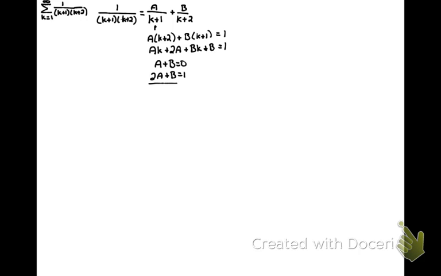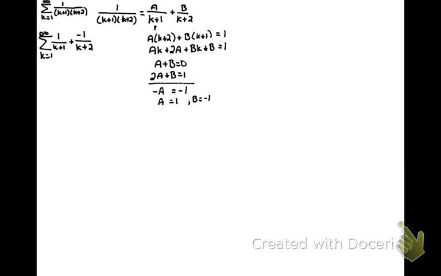I'll solve this by elimination. This means that negative A equals negative 1, or A must equal 1, which means that B must equal negative 1. So A is 1, and B is negative 1, which means we can look at this series in a new light now. It's no different than 1 over (k plus 1) plus negative 1 over (k plus 2).